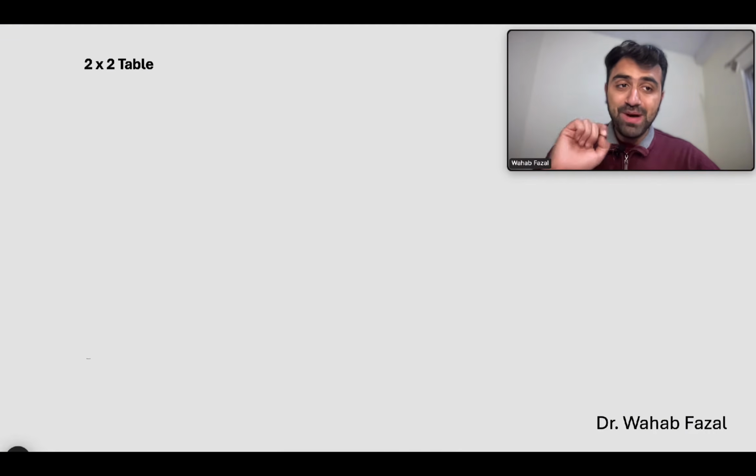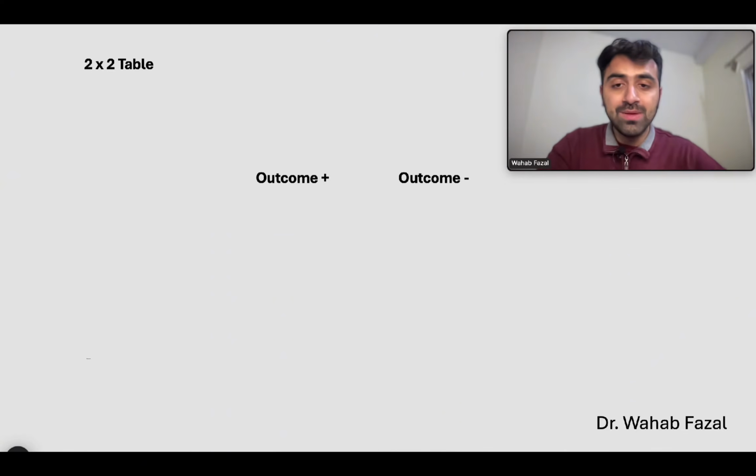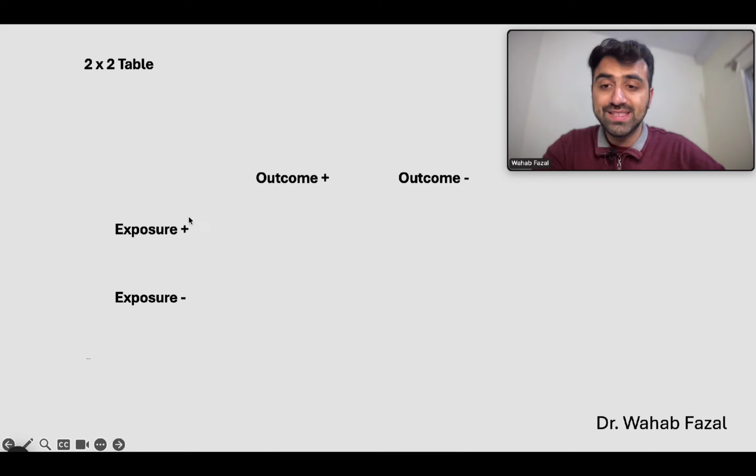For most biostats calculations, you need to know this 2 by 2 table. So what is a 2 by 2 table? It has two very important components. One, the columns. There is an outcome positive column and an outcome negative column. Similarly, there is an exposure positive column and an exposure negative column.